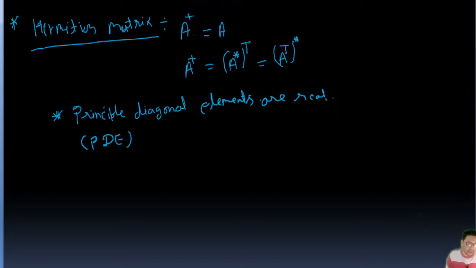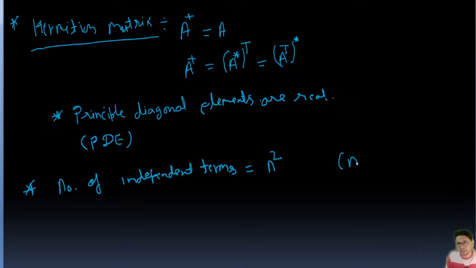Now for a Hermitian matrix, the number of independent terms for an n cross n matrix is equal to n square. If it is a 3 cross 3 matrix, then the number of independent terms is 3 square, that is 9. Similarly for 4 cross 4 it is 16. Very important: the number of independent terms is n square.